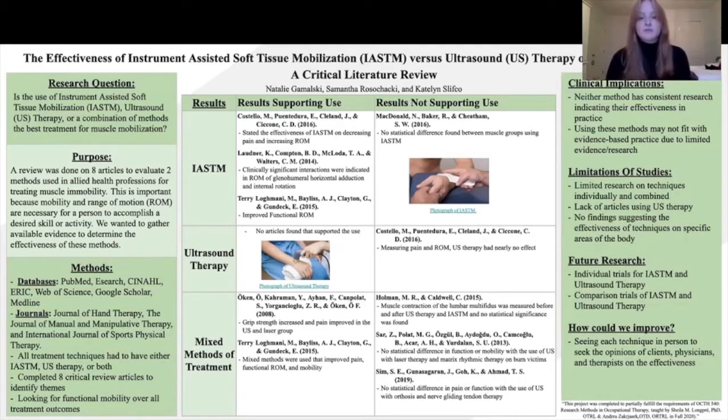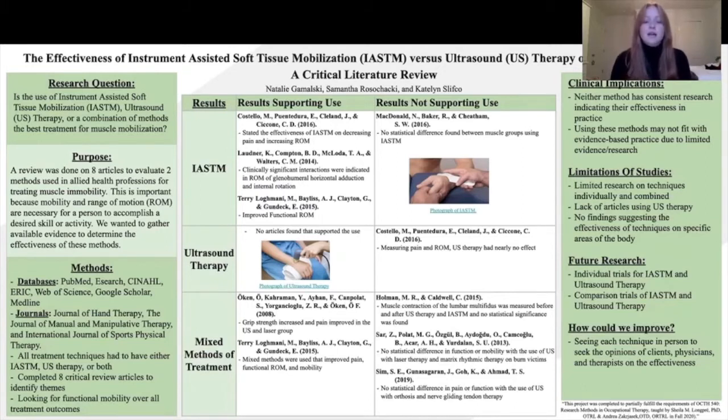The purpose of this research was to do a critical literature review of 8 articles about the effectiveness of these two methods. This is important because mobility and range of motion, or ROM, are necessary for a person to accomplish a desired skill or activity. We wanted to gather data and research these methods in order to understand the usefulness of these techniques. Next, we are going to discuss key terms that we'll be talking about throughout the presentation.